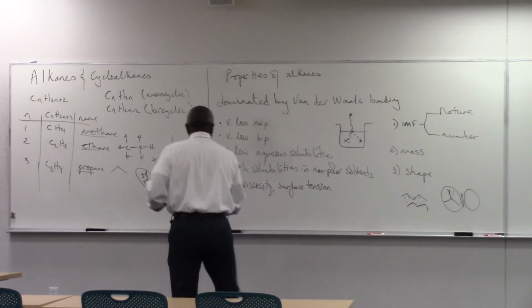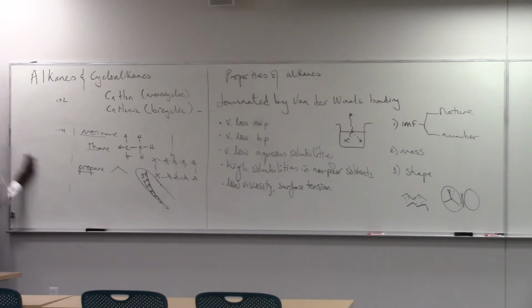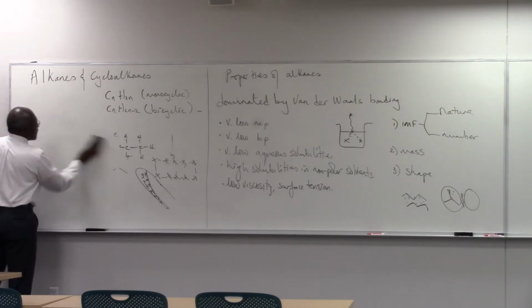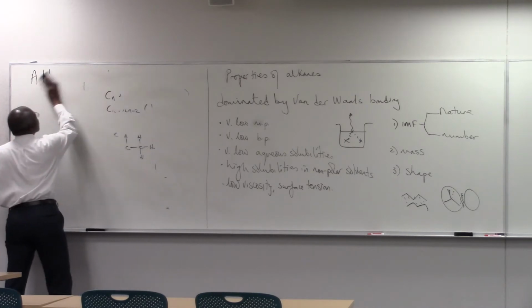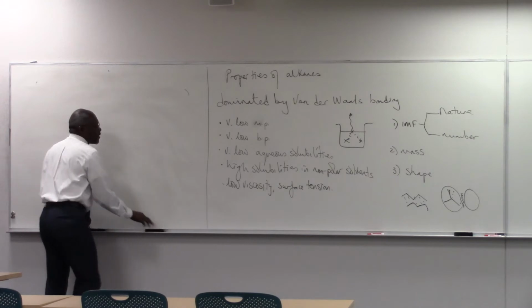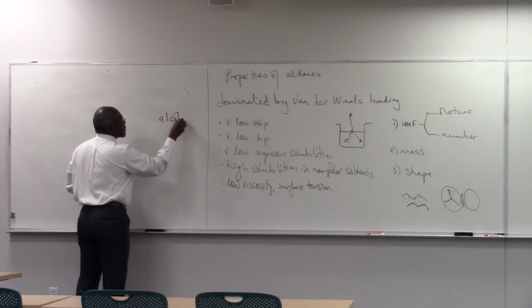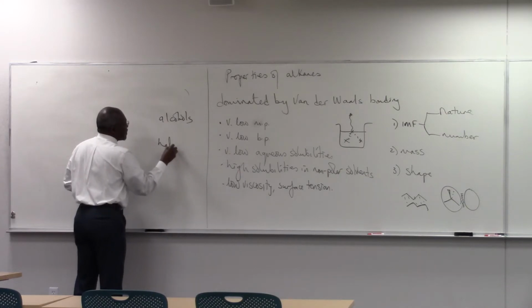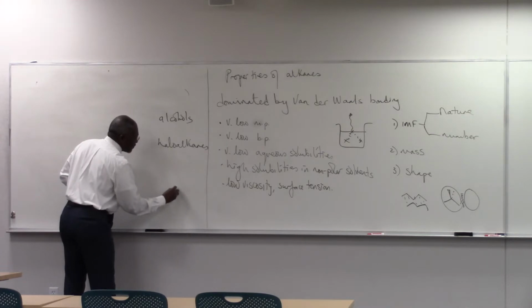So if I looked at a series of alkanes, haloalkanes, and alcohols of similar masses, then there's a gradual progression. So alcohols, let's say, haloalkanes, and then alkanes way at the bottom.